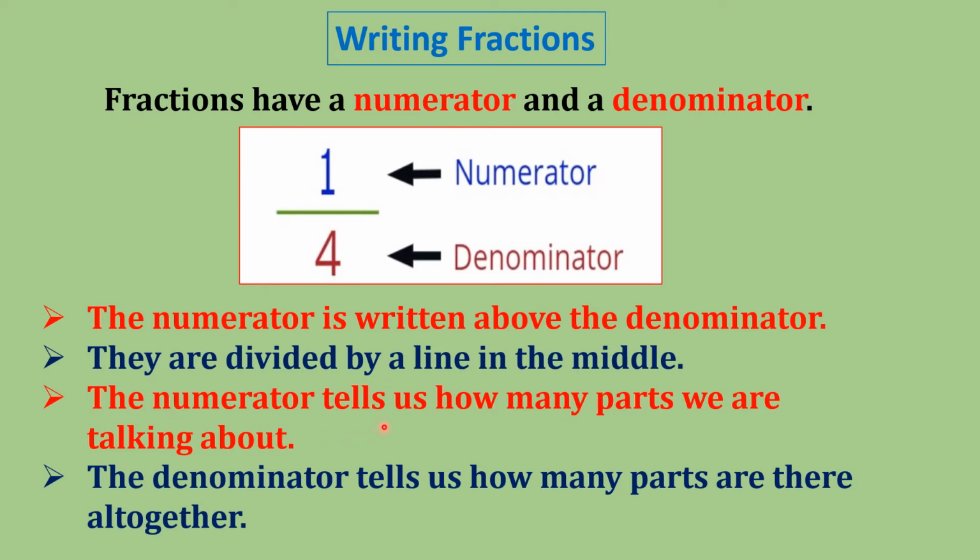The numerator tells us how many parts we are talking about. Okay, the numerator tells us how many parts we are talking about. And what does the denominator tell us? That how many parts are there altogether, the total number of parts.